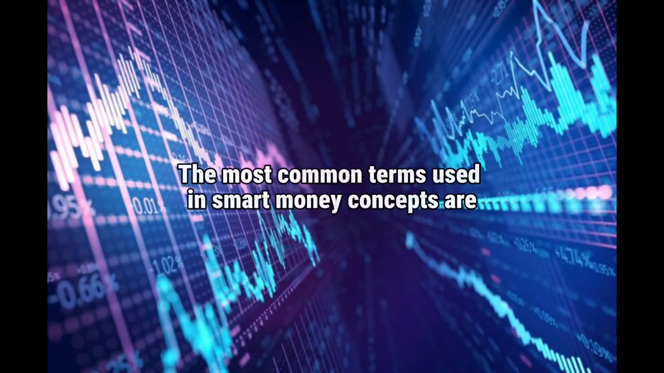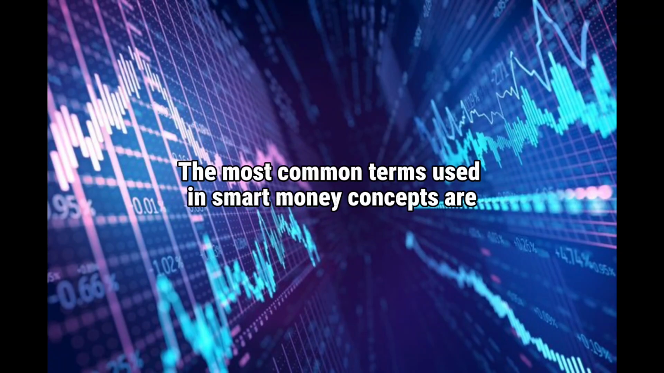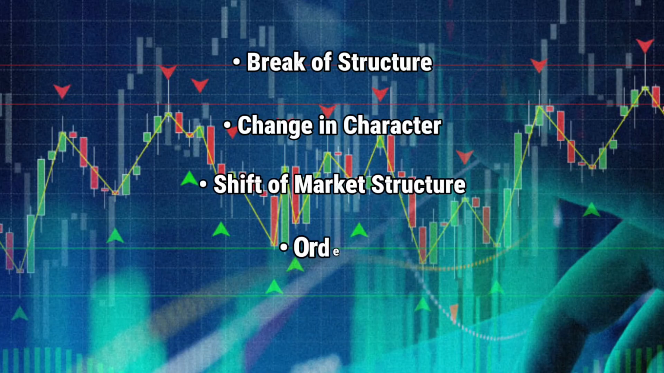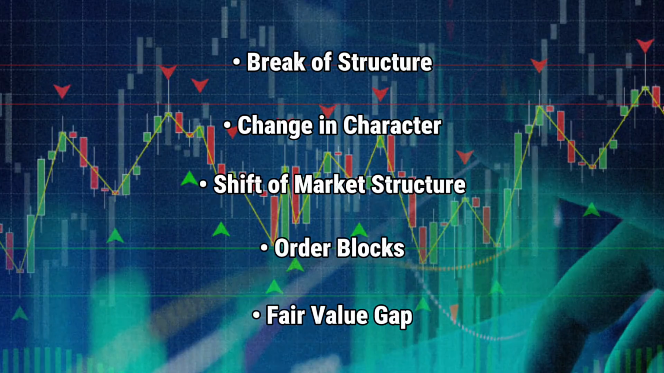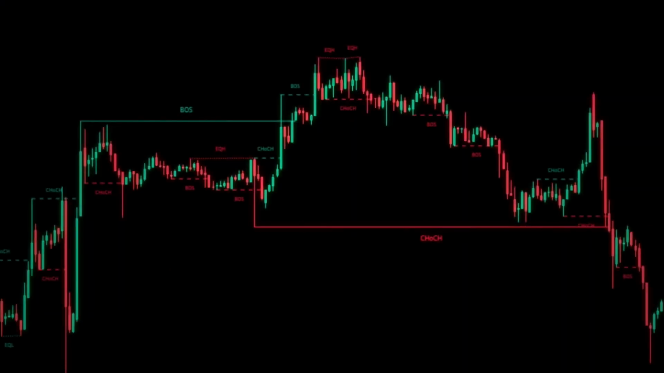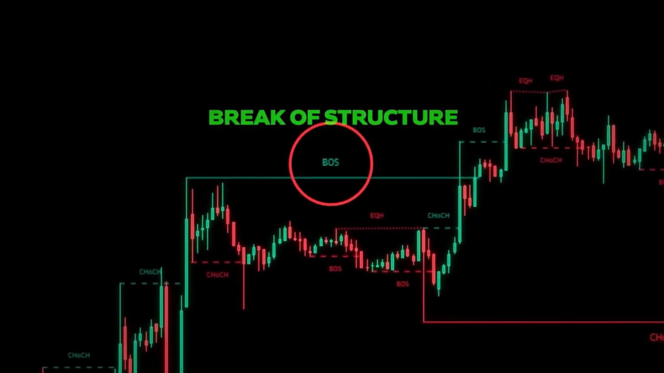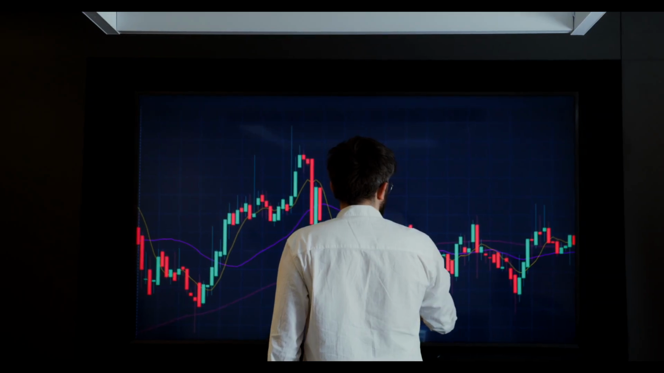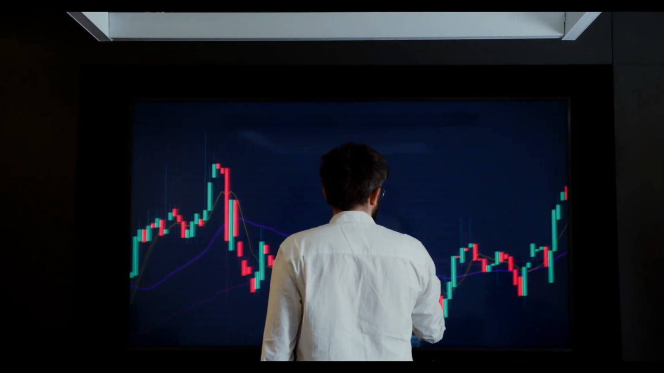The most common terms used in smart money concepts are break of structure, change in character, shift of market structure, order blocks, fair value gap. Break of structure, BOS. This denotes that the market is giving its first indication that the price is about to turn against you. For example, when the price makes a new lower low and lower high, the market structure is broken, which is your first indication that the market is ready to reverse lower.